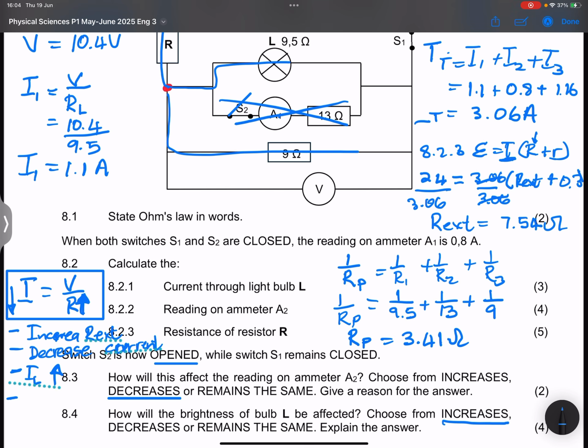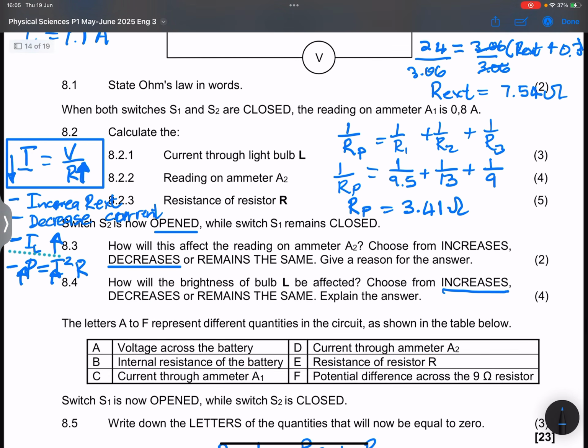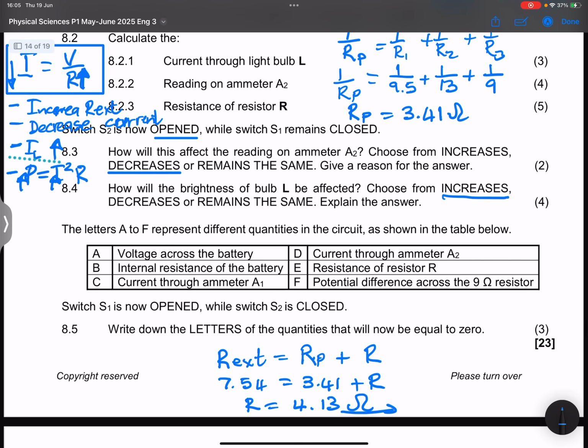And by the way, how do we gauge brightness? That's going to be the power. So power is I squared multiplied by R, right? So if current increases, therefore, it means that the power will increase, and so the brightness will also increase. Okay, right, so that is how we're going to explain that. Okay, you can replay that again so that you can get that explanation.